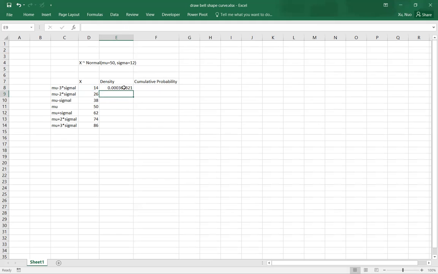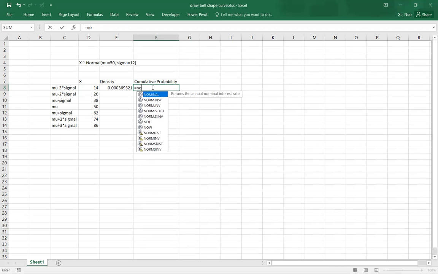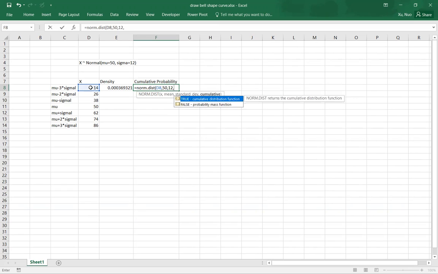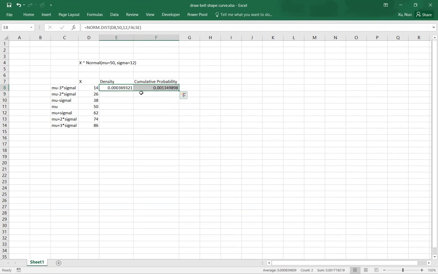Notice the density is really small. So that means the curve is going to be really close to the horizontal axis. And let's do the cumulative probability by using the same function with the same parameters, x equal to the same value here, and mu equal to 50, sigma 12. The only thing that we're going to do differently now is I would put true here, so the function will return the cumulative probability.